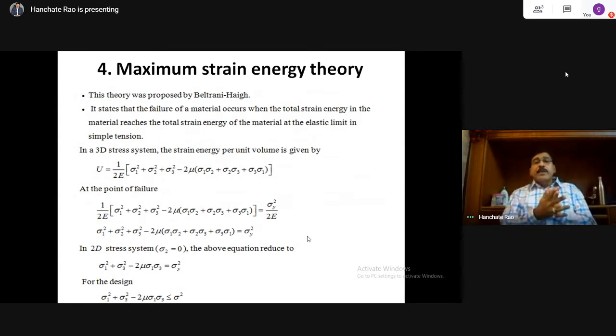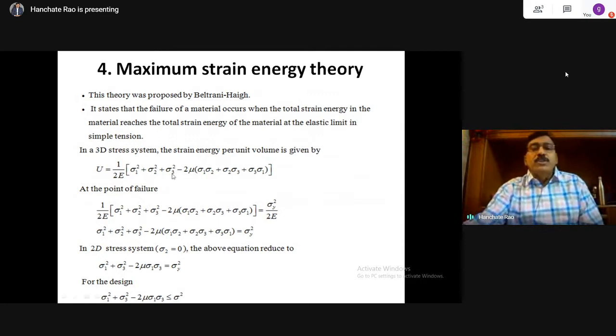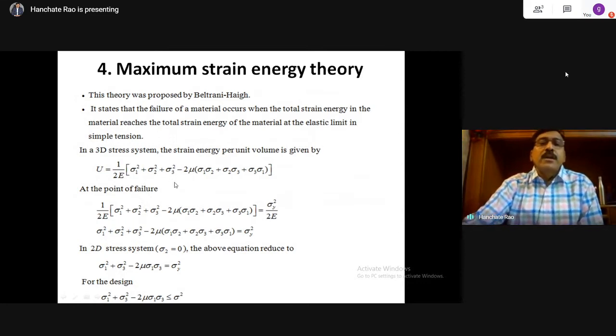So if you take a three-dimensional stress system, generally we compare strain energy per unit volume, because volume is there on both sides. What is the strain energy due to sigma 1, sigma 2, sigma 3 per unit volume? It is called U. U is equal to 1 by 2E into sigma 1 square plus sigma 2 square plus sigma 3 square minus 2 mu into sigma 1 sigma 2 plus sigma 2 sigma 3 plus sigma 3 sigma 1.